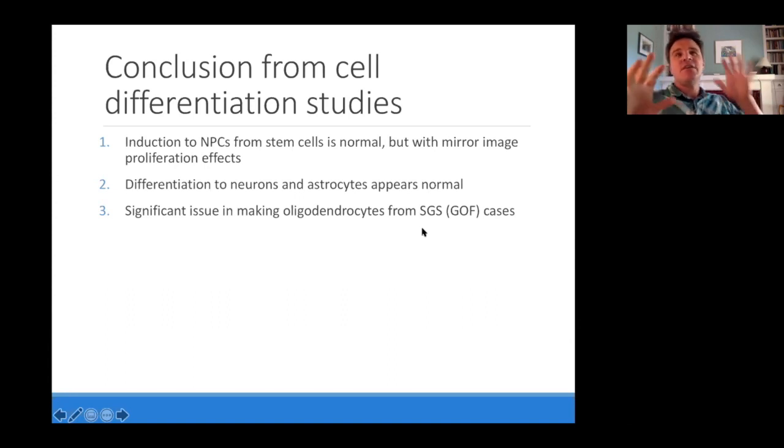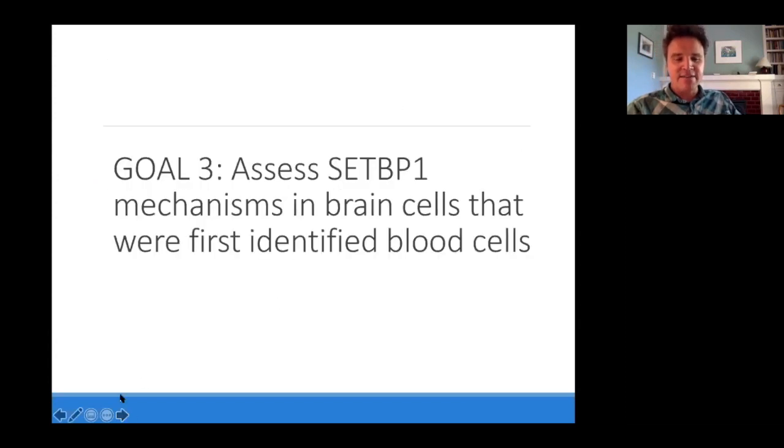So at least, it's a relatively simple model, but it's not trivial to make these. It looks like the cells are developing normally, notwithstanding the fact that we had this slight decrease in proliferation in the SETBP1 deficiency and increase in the gain of function. Okay, let me just finalize with our last part here and then we can get to some questions.